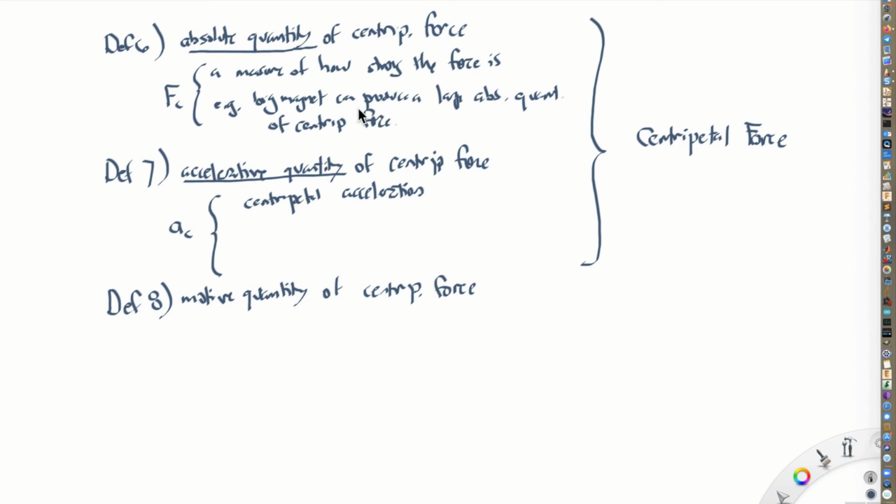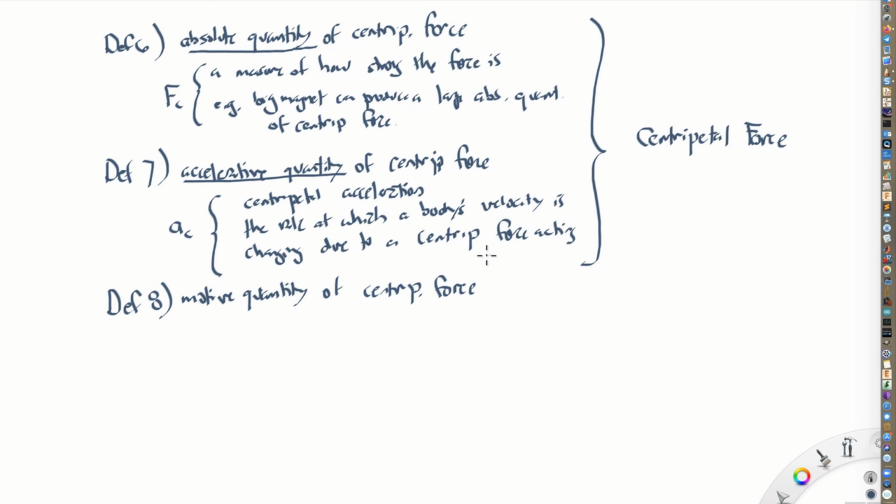And the bigger the centripetal force, the bigger the absolute quantity of the centripetal force is, the more this object is going to accelerate. So when he talks about the accelerative quantity of centripetal force, he's talking about the response that an object feels to the absolute quantity of centripetal force. We would call that centripetal acceleration. We might also talk about it as the rate at which a body's velocity is changing due to a centripetal force acting on it. So if this is sort of the cause, this would be the effect, and A sub c is kind of the measurement of the effect of that cause.